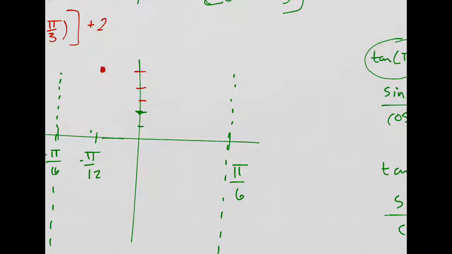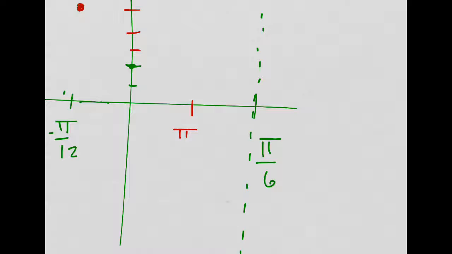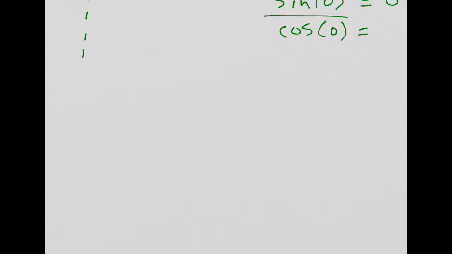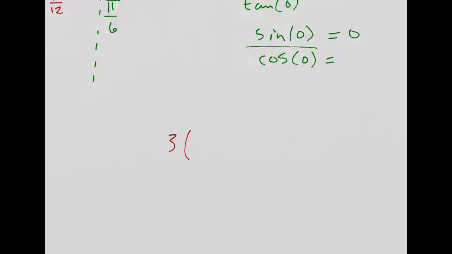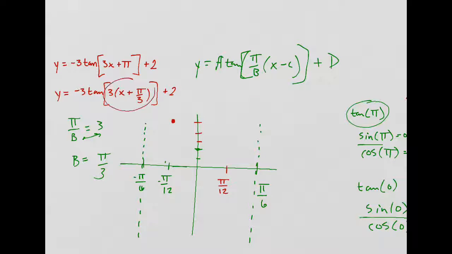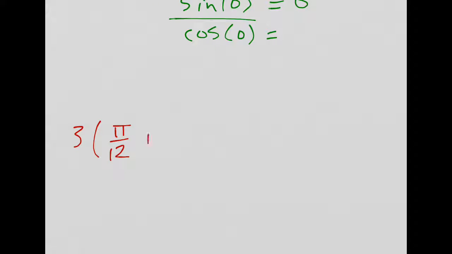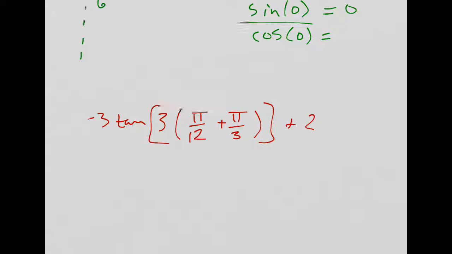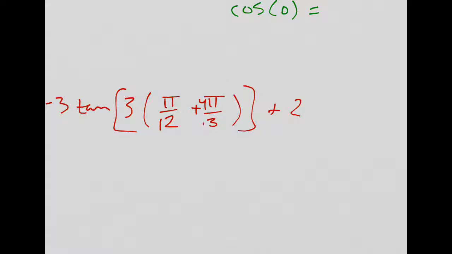And then if I plug in positive pi over 12, let's see what happens. I wonder if it's mirrored. How many is this away? 1, 2, 3. So my guess is it'll be negative 1. Let's check it out. 3 on the inside times x, which is pi over 12, plus pi over 3. And then on the outside is my tangent, and a negative 3, and a plus 2. So that's 4 pi over 12.